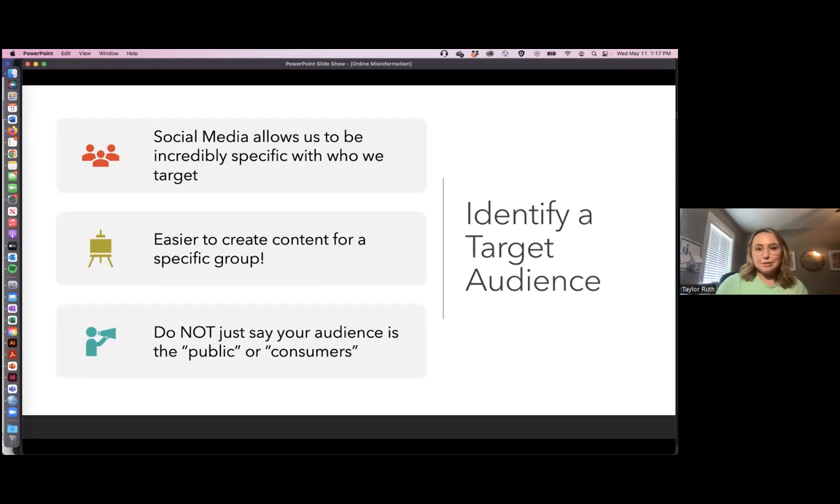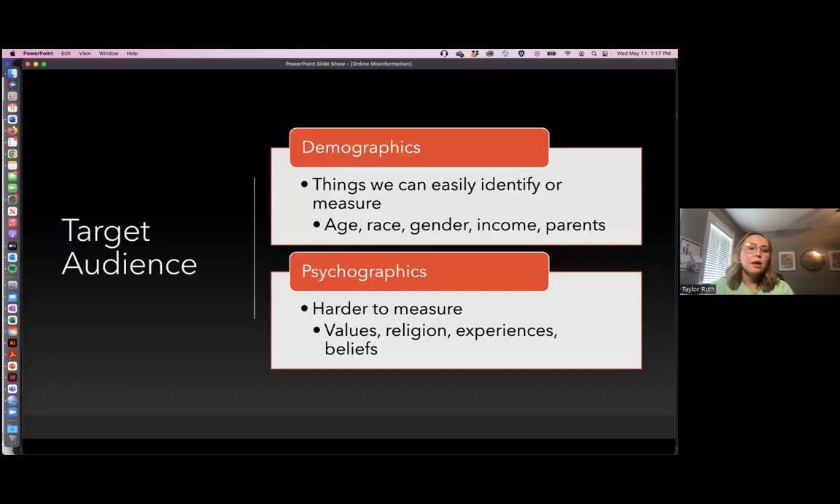I say this to my students, and I'll say this to this group as well. I really encourage people to not say your audience is just the public or consumers, because there's so many different types of people within that group. So being really specific with who you're trying to communicate with, so that way you can choose messages and images that are really going to resonate with those groups.